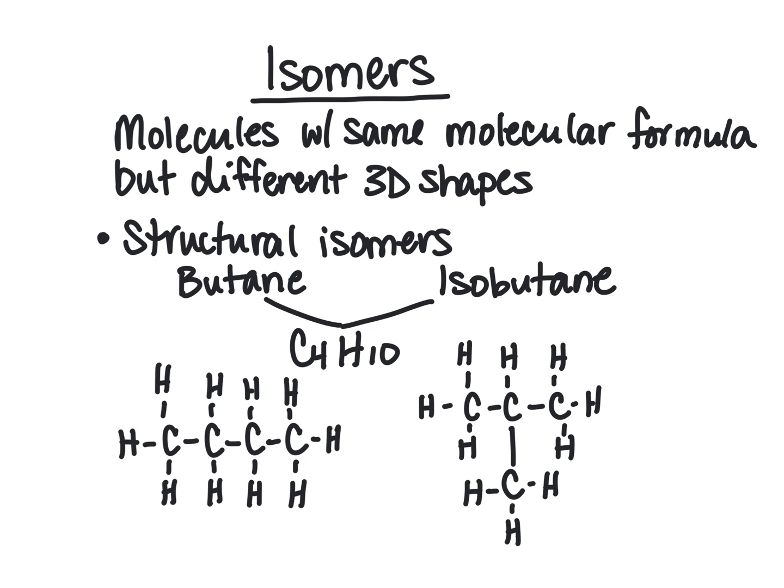And as we learn more about biology and living organisms, we're going to learn that shape matters. So the different shapes of these molecules, even though they have the same number of carbon atoms and the same number of hydrogen atoms, give them different functions. For example, butane is used as a fuel in cigarette lighters and torches, whereas isobutane is used as a refrigerant and a propellant in spray cans.